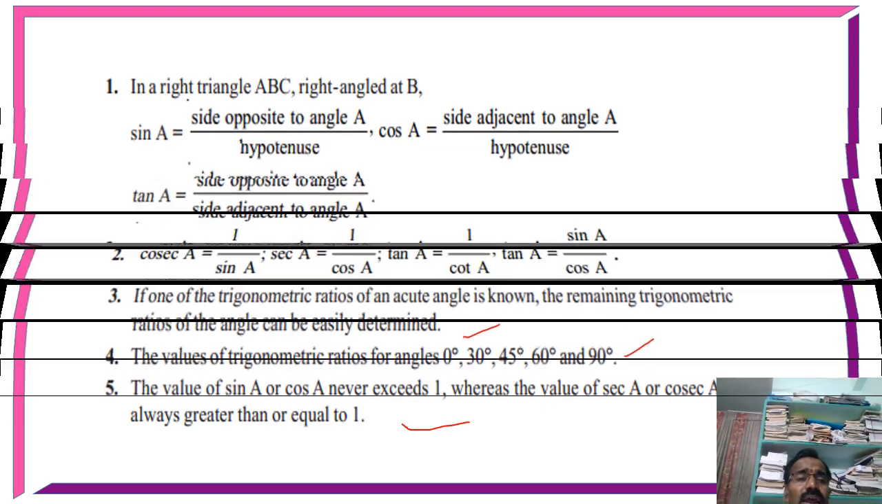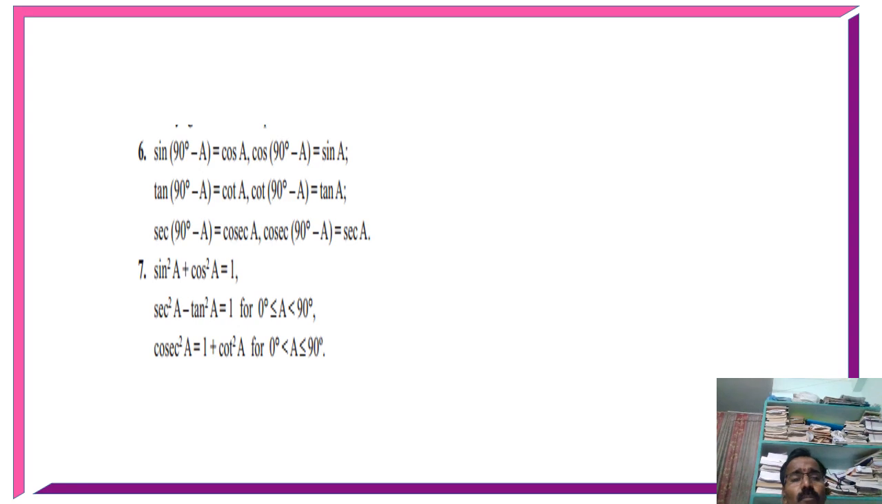In the next slide, it is given complementary angles. It is deleted actually, but we will simply explain: sine 90 minus A is cos A. That is why sine and cos are complementary to each other. Cos 90 minus A is sin A, tan 90 minus A is cot A, cot 90 minus A is tan A, secant 90 minus A is cosecant A, cosecant 90 minus A is secant A.